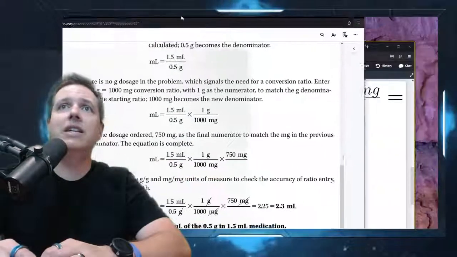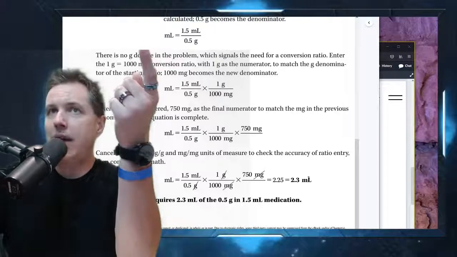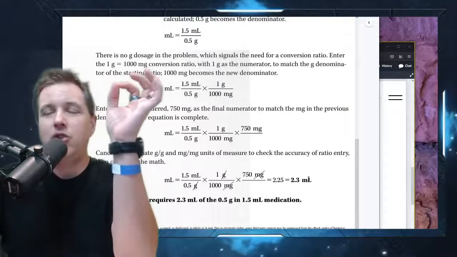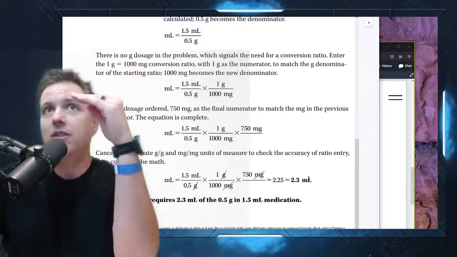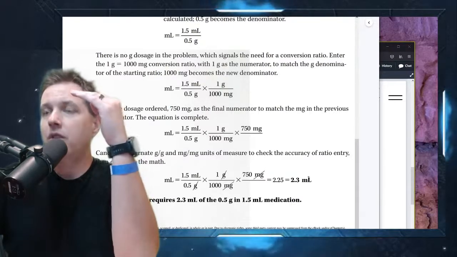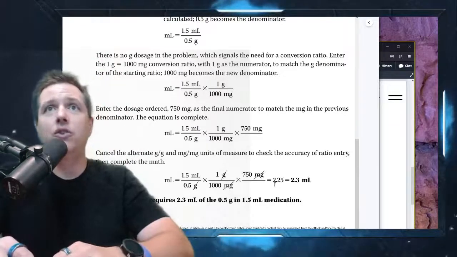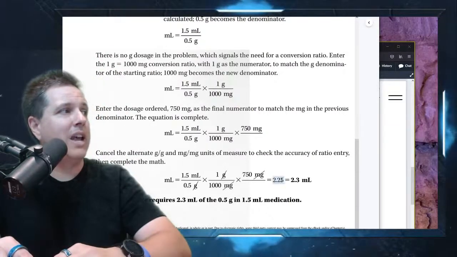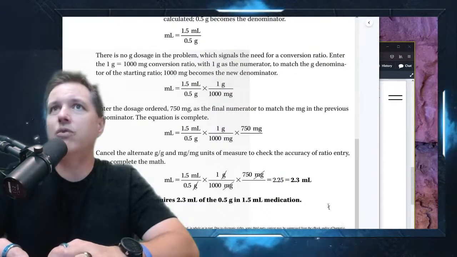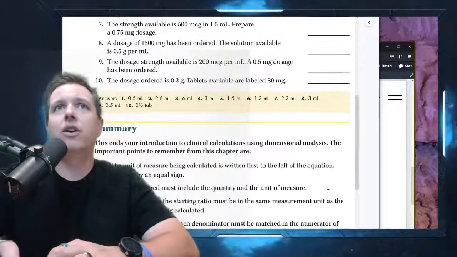And sure enough, you can see you do end up with 2.25, and then they have you rounding. So just be aware, because a number of examples do this, and it's the same for the homework. They're having you generally round to the tenth place because they're having you round to whatever gradation you have, the calibration on, if it's a syringe or something like that. So they got 2.25, which is the same amount that we got, but then they round it to 2.3 milliliters. Okay, so that's all that's going on with that.